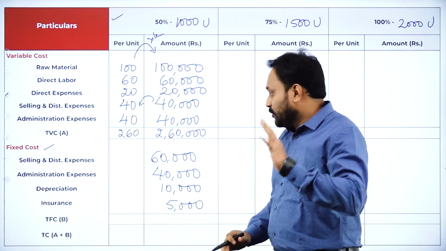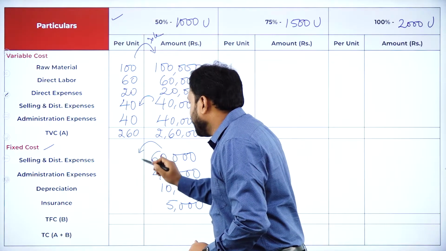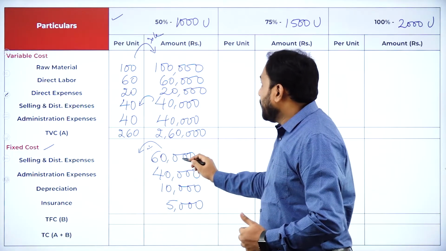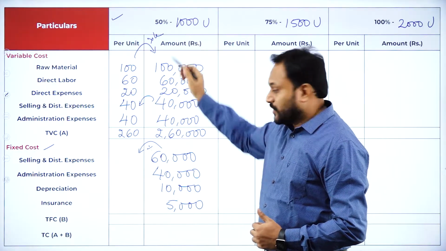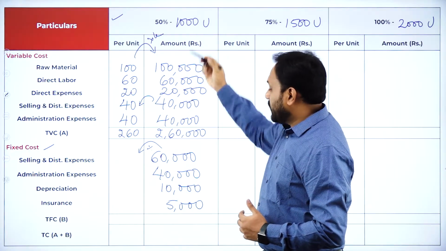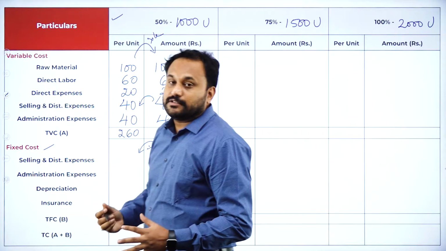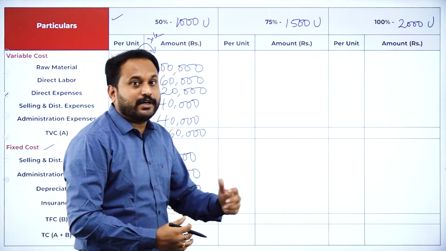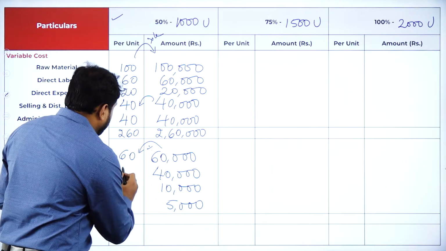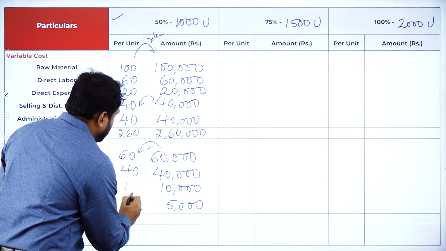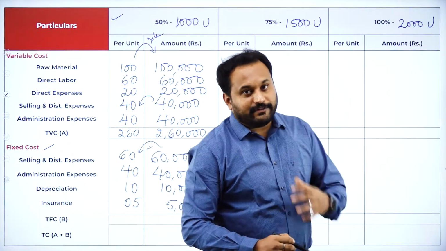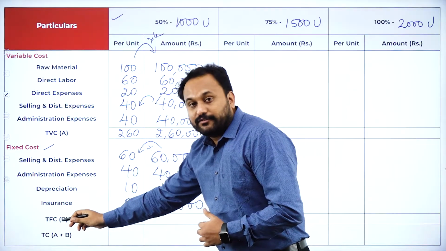Now the same way you are supposed to do. From here to here, if I need to write, what is that I should do? I should go with division. So 60 divided by 1,000, 40,000 divided by 1,000. Again, 10,000 divided by 1,000, 5,000 divided by 1,000 is what you are supposed to do. That is what is called per unit calculation. So here, what happens is you get 60, 40, 10 and 5. So again, you are supposed to add everything and that will be your total fixed cost.